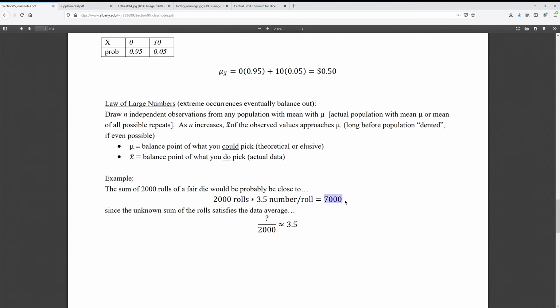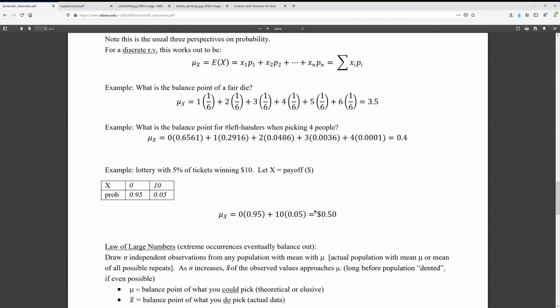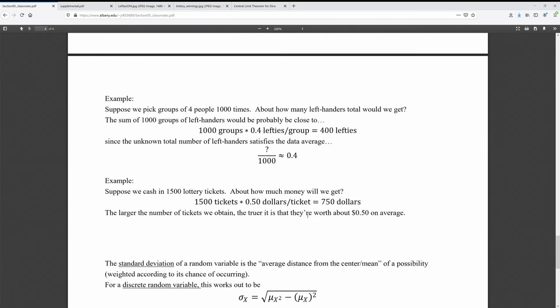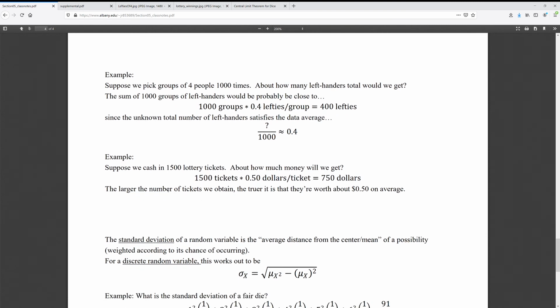7,000 actual rolls, 7,000 that they add up to, divided by 2,000 rolls, will give you 3.5. So all we're doing is throwing it into reverse. Likewise, we could do it up here. So here it is for the lottery tickets.